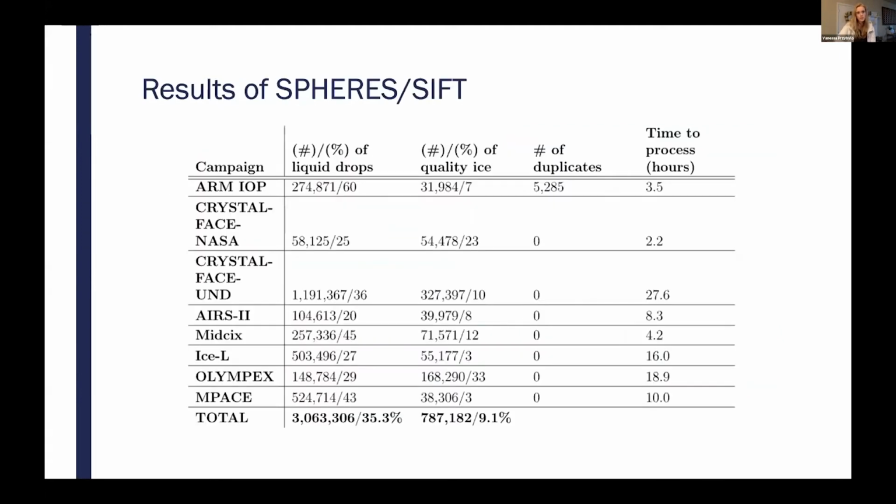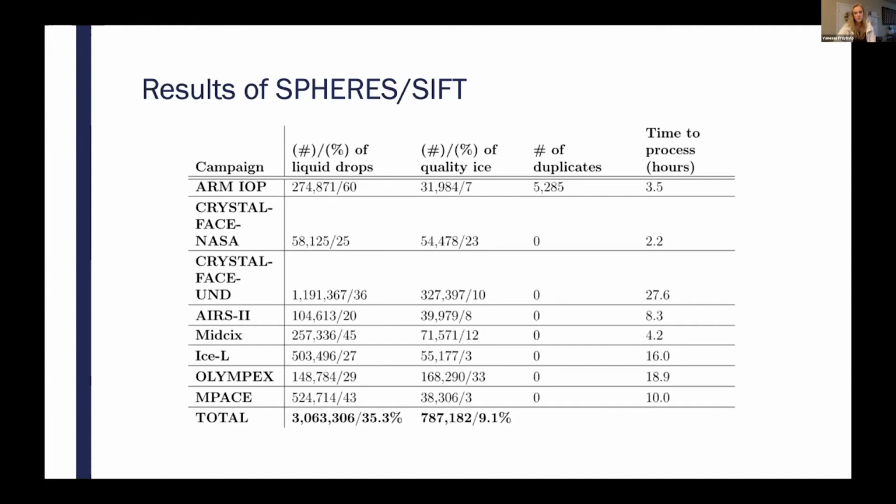So here's just some statistics or overall results for both the spheres and the SIFT model. And this is with respect to each campaign in each row. On the first column is the number or percent of the liquid cloud droplets. You'll see totaling about 35% of the entire database of 8.6 million images was cloud droplets. And then moving on to the next column is the number or percent of quality ice particles. So that is the results from the SIFT model. And there's only about 9.1% of the entire database that does include spheres as well.